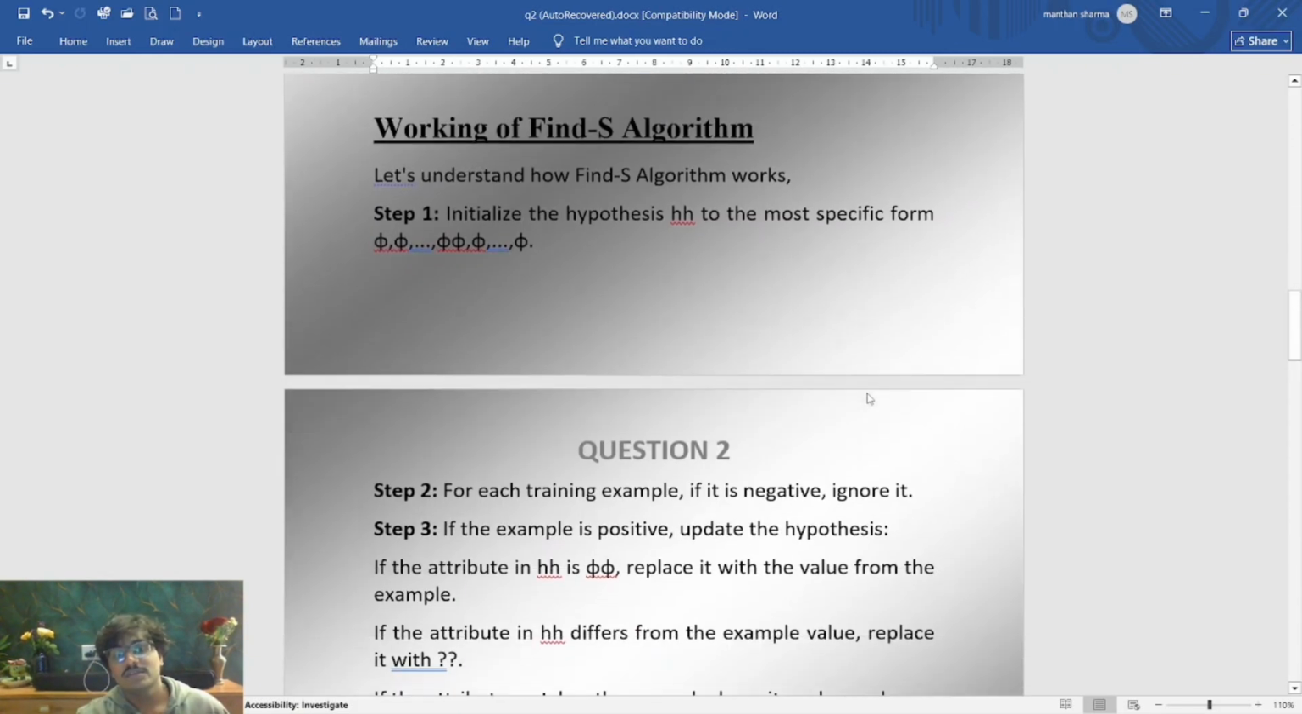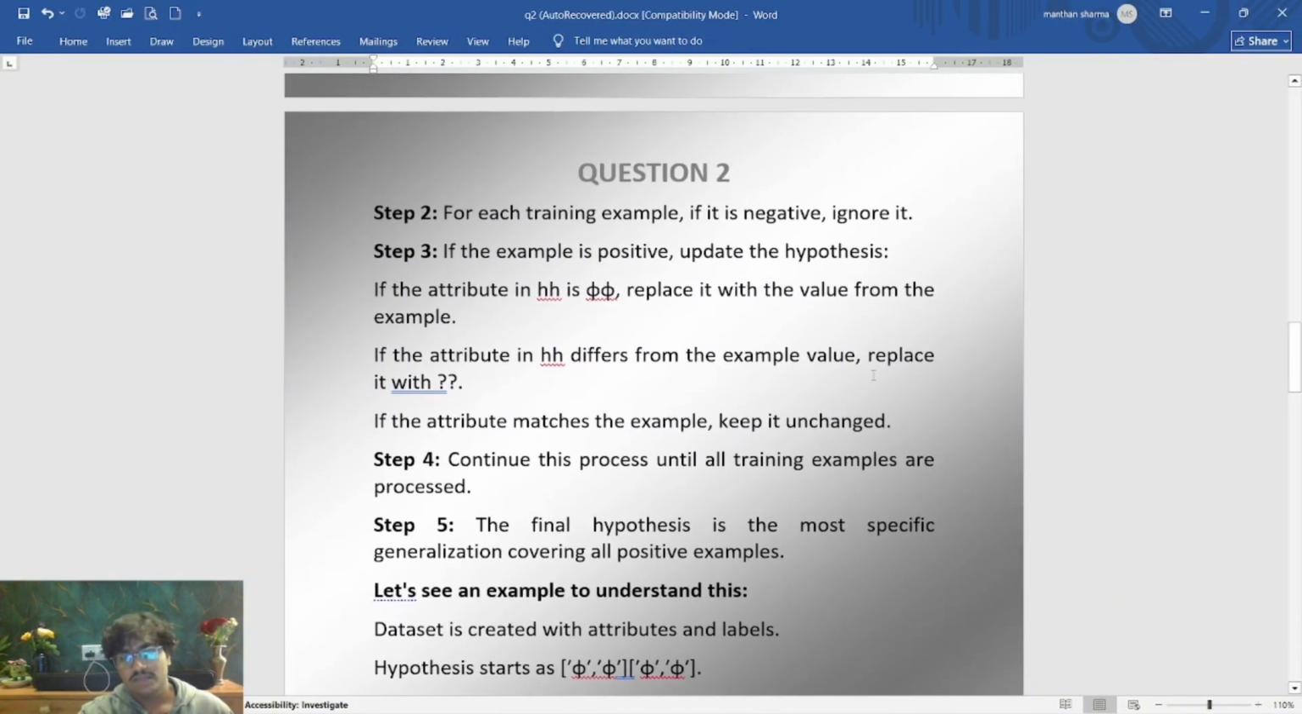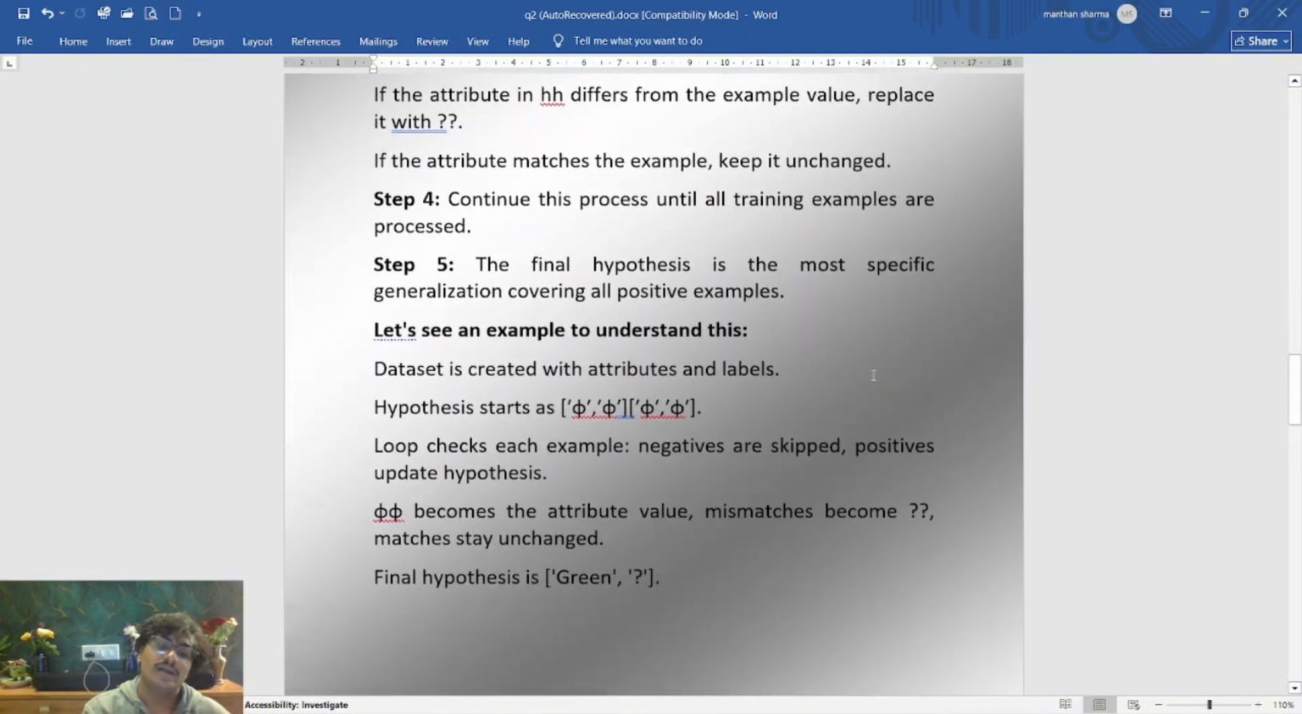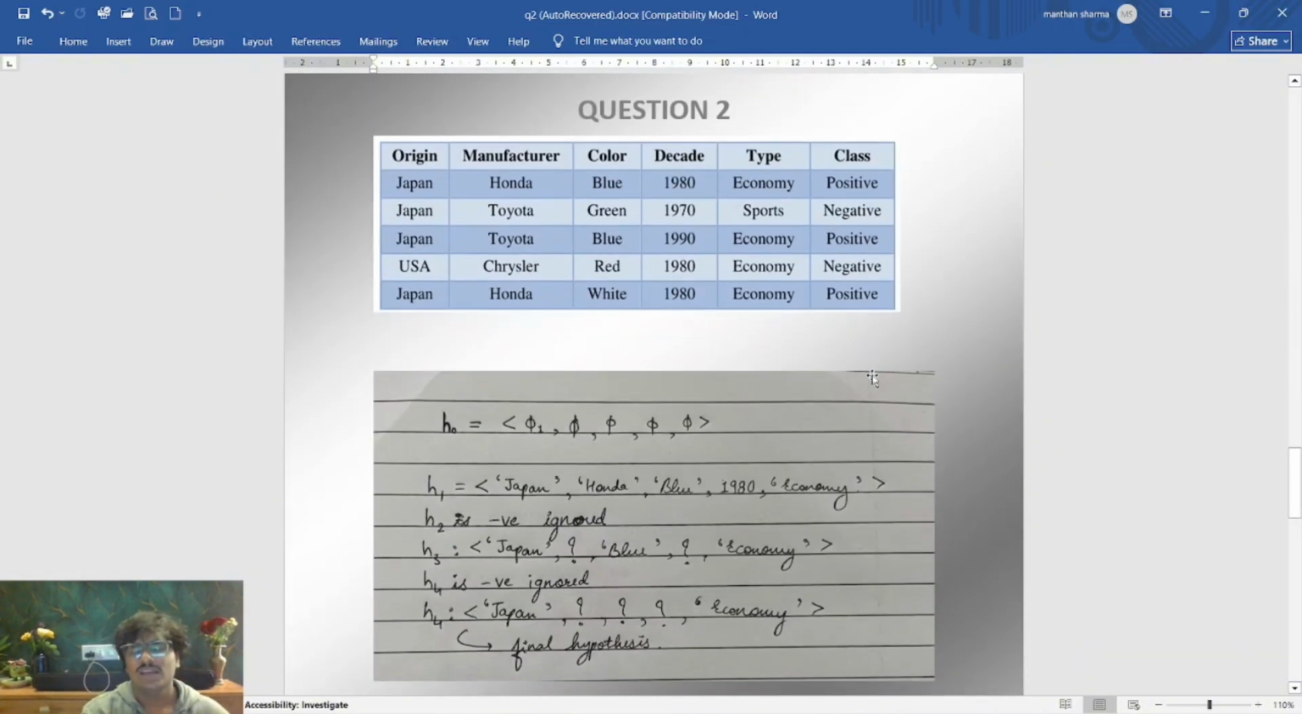Working of the Find-S algorithm is as follows. Step 1, start with the most specific hypothesis phi, phi, phi. Step 2, ignore negative examples completely. For each positive example, update the hypothesis. If the hypothesis has phi, replace it with that example value, and if there is a mismatch, replace that attribute with question mark. And if it matches, keep it unchanged. Step 4, repeat for all the training examples, and step 5, the final hypothesis is the most specific generalization that covers all positive examples.